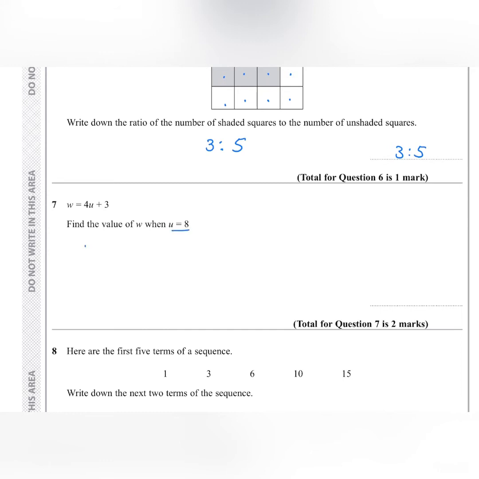Okay, question number 7, it says, find the value of W when U is 8. Okay, so if you look at the formula, that means 4 times by U, because there's an invisible times sign between 4 and U, and plus 3. So we can write down 4 times by 8 plus 3. So again, BIDMAS, multiplication first. 4 times by 8 is 32 plus 3, and that equals 35. So 35.